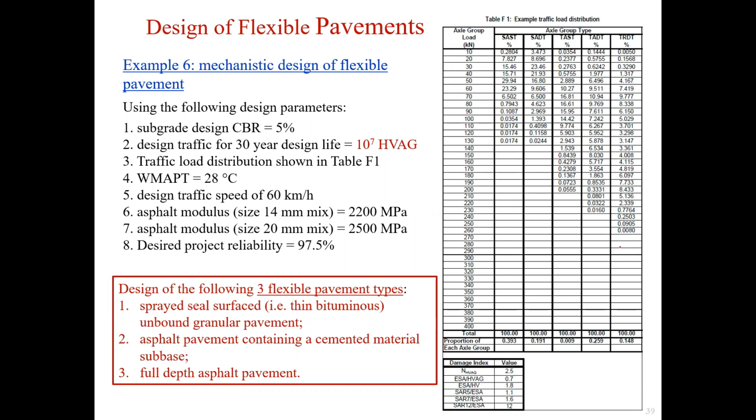Let's design the following 3 flexible pavement types: the spray seal surface or thin bituminous unbound granular pavement, the asphalt pavement containing a cemented material subbase, and full depth asphalt pavement. These are typical flexible pavement types, so let's discuss one after another.